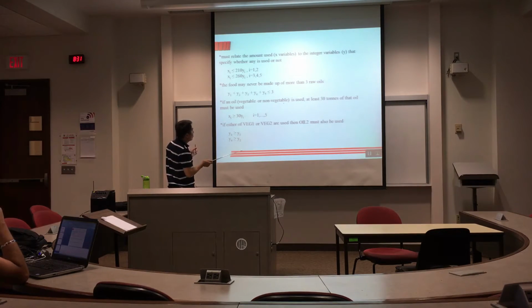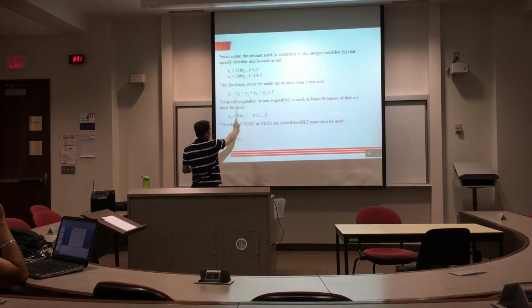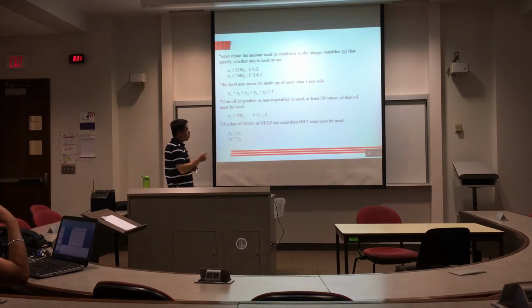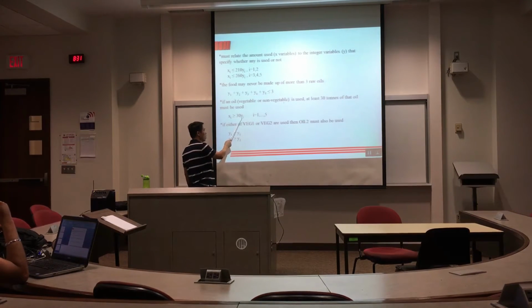So the food can never be made from more than 3 raw oils. That's that, right? No more than 3. If any oil is used, at least 50 tons of it have to be used. Okay, so probably for economy of scale or something, right? So xi has to be at least 50 times yi. If you don't use it, yi is 0, of course, this constraint is redundant.